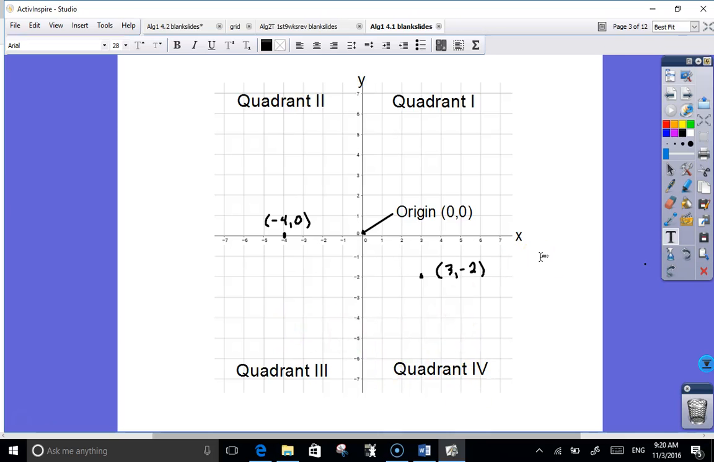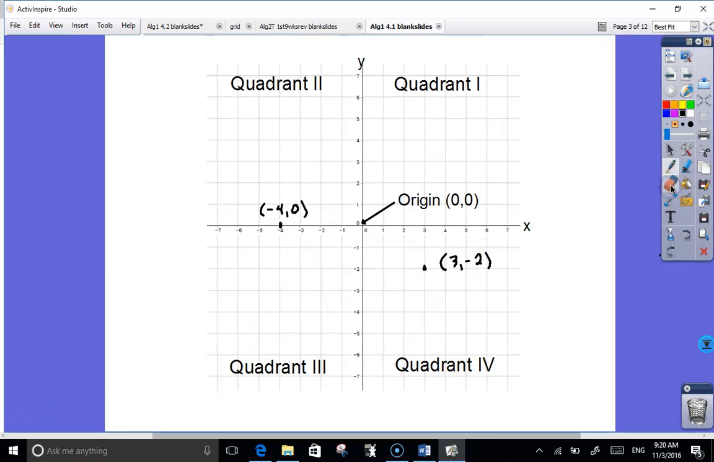Okay, notice that when you put in parentheses 3, -2, the 3 represents where are you on the x scale. A positive 3 means you are to the right 3. The -2 says where are you on the y scale, and that means you're down 2. So this is 3, -2. Right? This one is -4, 0, right? Because it's 4 to the left, and it didn't go up or down, so it's still on the x-axis.